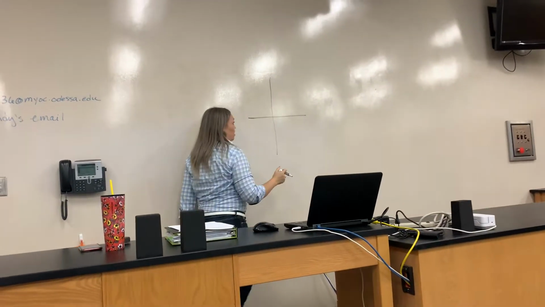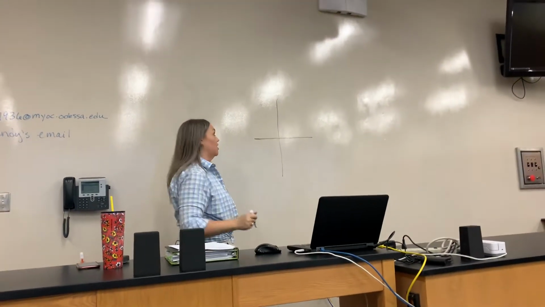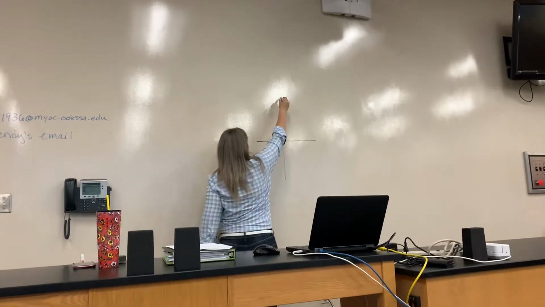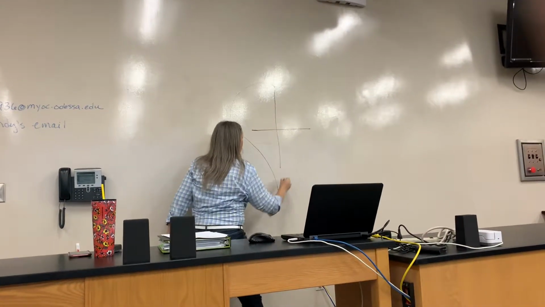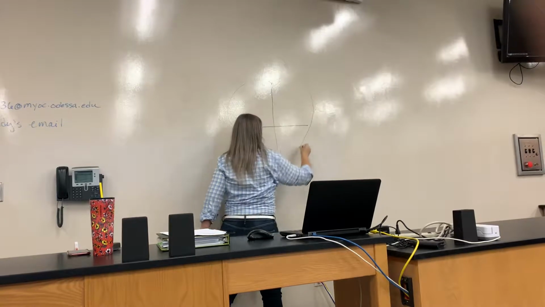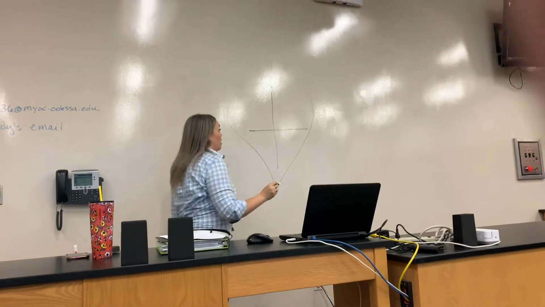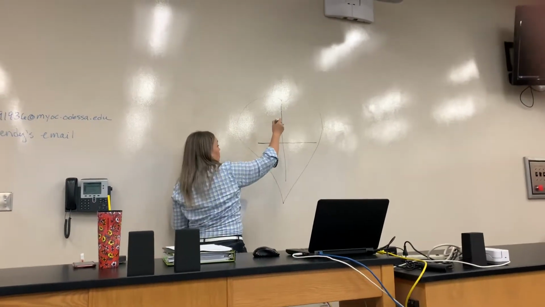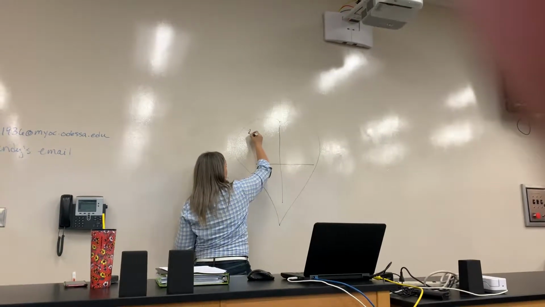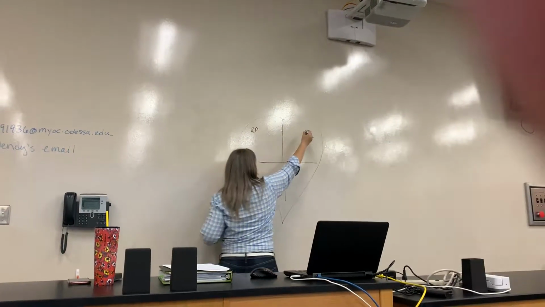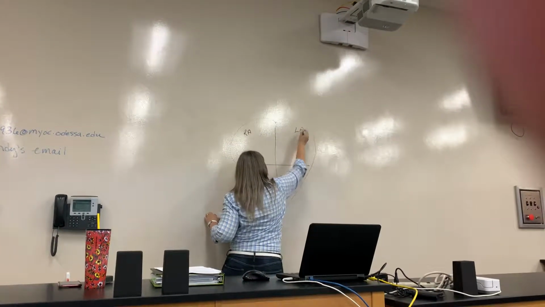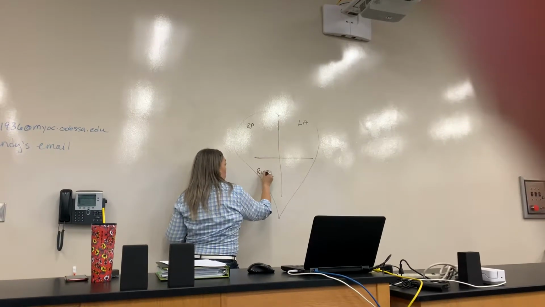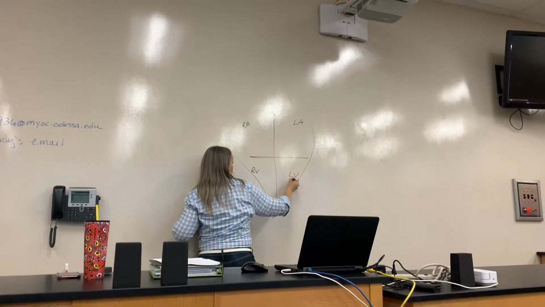I like to draw this little plus sign. And if you want, you can draw a heart around it. Okay? And then when we label this with our parts of our heart, we have our right atrium, we have our left atrium, we have our right ventricle, and our left ventricle.